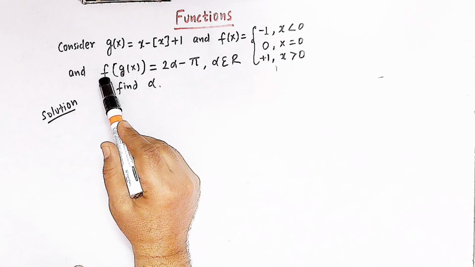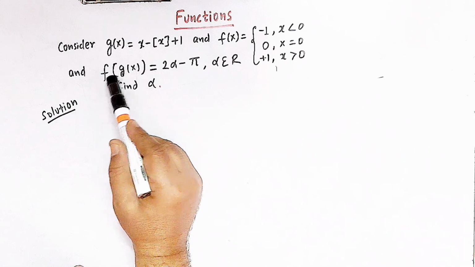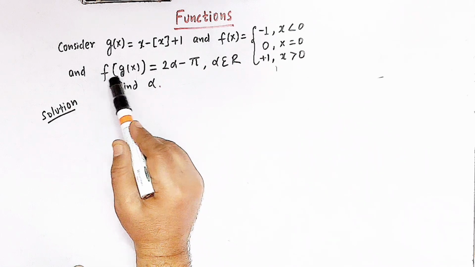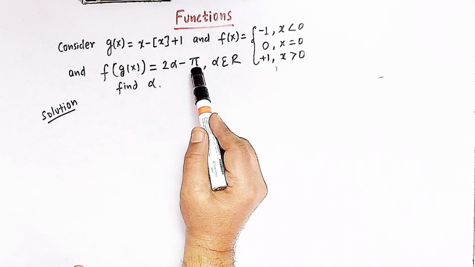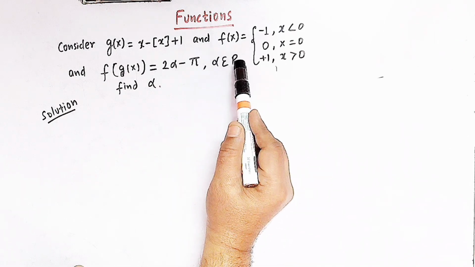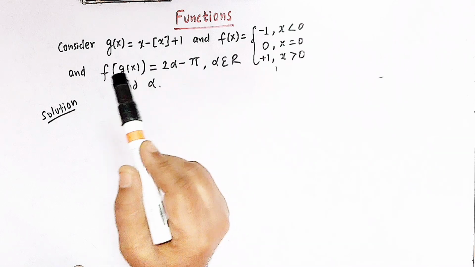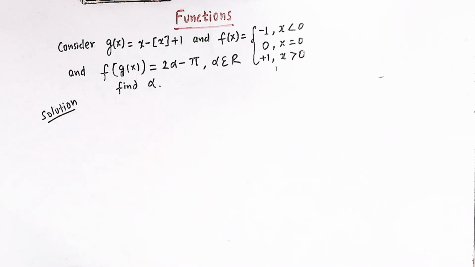And here we are given the composition of f and g, that is f of g of x is equal to 2 alpha minus pi, where alpha belongs to the set of real numbers. Here we have to find the value of alpha. So let us see how we can find out the value of alpha using the concept of fractional part function. So let us start.